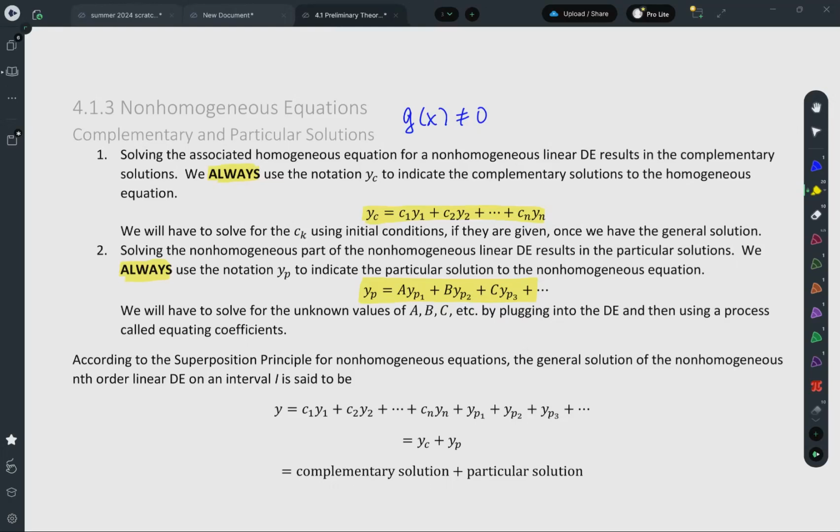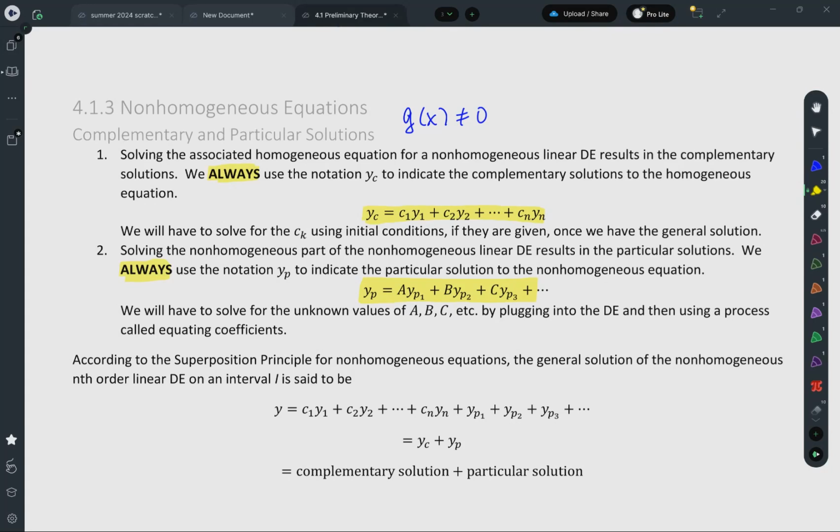They're just unknowns, okay? We will have to solve for the unknown values of A, B, and C by taking our particular solution and plugging it into the differential equation and then using a process called equating coefficients. It's a bit of work, and we'll cover that in a few sections.